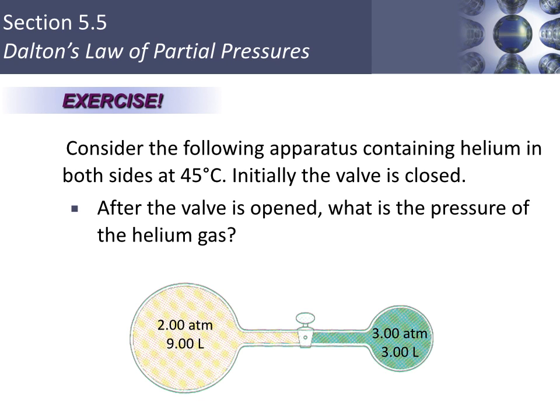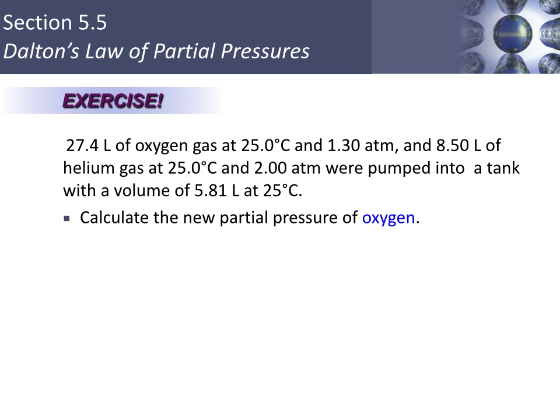Let's look at another example. In this problem, we have 27.4 liters of oxygen gas at 25 degrees C and 1.3 atm. And we also have 8.5 liters of helium gas at 25 degrees and 2 atm. And we're pumping them both into a tank that is 5.81 liters at 25 degrees C. The first part is to calculate the new pressure of oxygen. You can pause it here and try to do that.